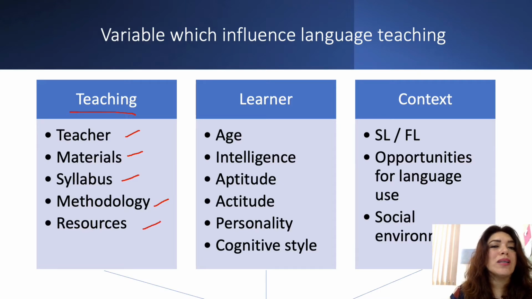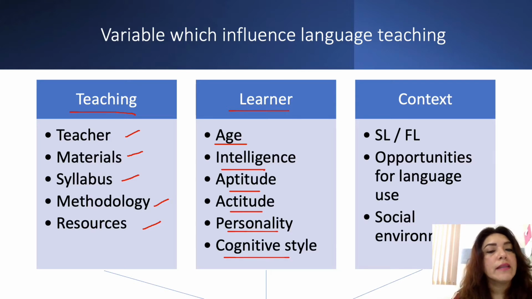The second box is centered on the learner and all the variables that directly affect them. In this case, we have the age, the intelligence, the aptitude, the attitude, the personality, and the cognitive style. And the third box is related to the contextual conditions where learning takes place. So here we have, for example, the second language or the foreign language, opportunities for language use, and the social environment.